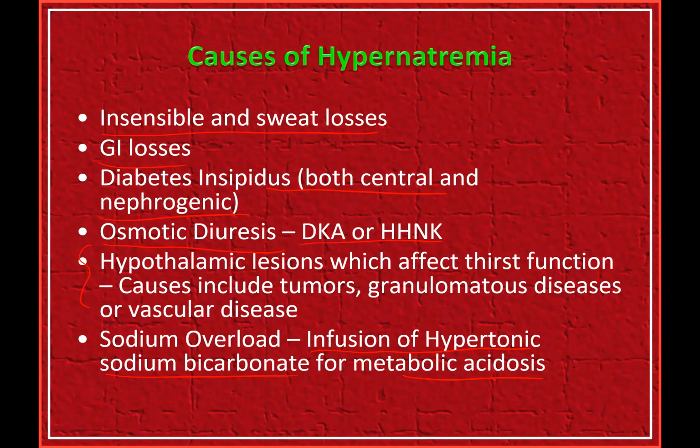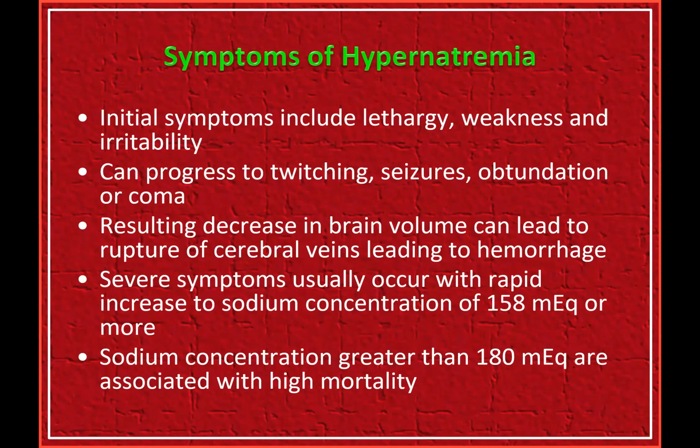Now, symptoms are almost the same, except that these people have twitchings, and then seizures, obtundation, coma. Muscle twitching is another feature. Lethargy, weakness, irritability can be their initial symptom. What will happen? It results in the brain volume constricting because of hypertonicity of the vasculature. Just like in central pontine myelinolysis, the brain shrinks as water is drawn from the brain.